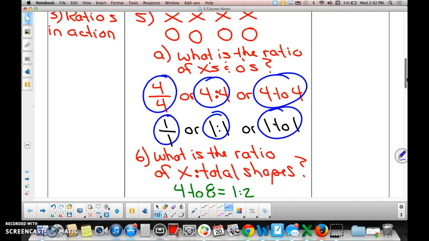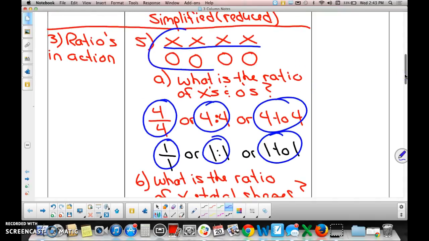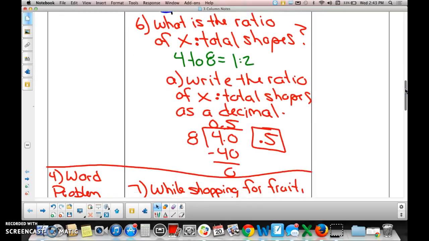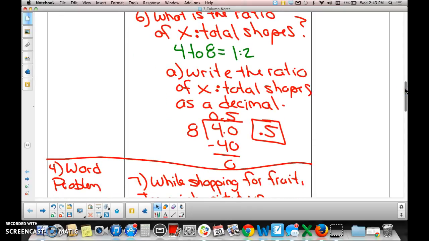Got it? Okay. Then we said, what is the ratio of X's to total shapes? We came up with 4 to 8, which is really 1 to 2 because you have to reduce it, right? So there are 4 X's and there are 8 total shapes. You with me? Then the last thing we talked about is writing ratios as a decimal. You simply take the first number and you stick it inside the division box and you divide it by the second number. Or you could even type it into your calculator if you needed to.